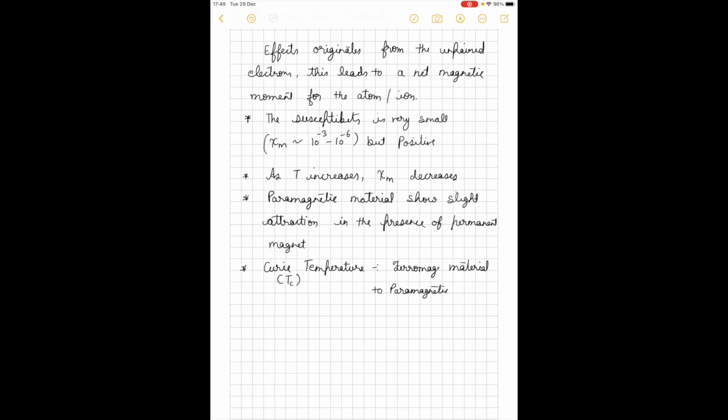So till now we have studied only two of them, paramagnetic and diamagnetic materials. In the next lecture, we'll see the ferromagnetic and the antiferromagnetic materials as well, and we'll see the hysteresis curve in a similar fashion to the dielectric one, for the magnetic materials.